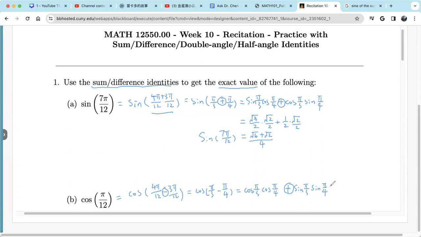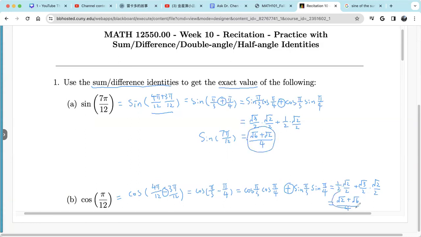All right, so now let's recall those values. Cosine pi over 3 is half. Cosine pi over 4 is radical 2 over 2. Sine pi over 3 is radical 3 over 2. Sine pi over 4 is also radical 2 over 2. So we see this is the same as sine 7 pi over 12. So it's radical 2 plus radical 6 all divided by 4, right? You see those two values are the same.